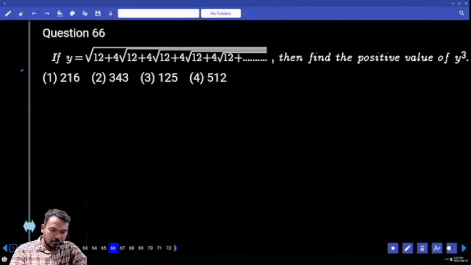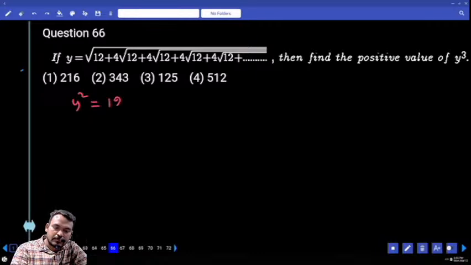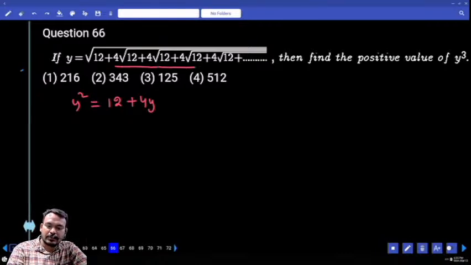Next question number 66. If y equals square root of 12 plus 4th root of 12 plus 4th root of 12 plus 4th root of 12 plus, and so on. Find the value of y cube. First, squaring on both sides, we get y square equal to 12 plus 4y. In place of the repeated portion, we write the y value.